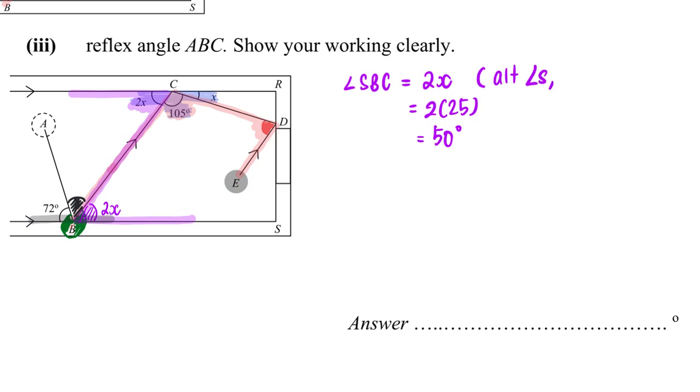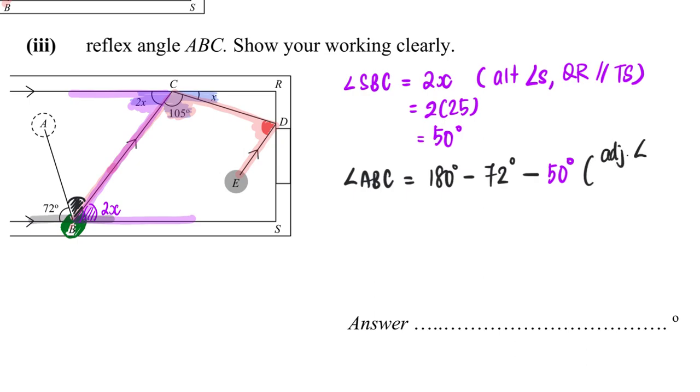Alternate angles, where we would have my QR parallel to TS. Then I will be able to get my angle ABC, the black color, by making use of the fact that there is a straight line, and I'm going to minus away 72 degrees, minus away my 50 degrees, adjacent angles on a straight line, to give me a value of 58 degrees.